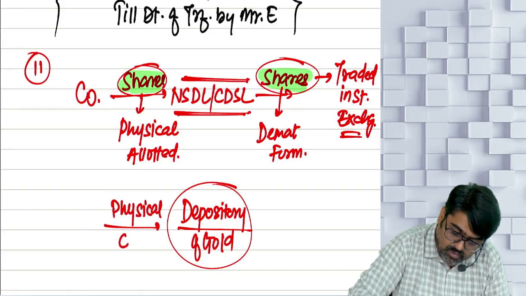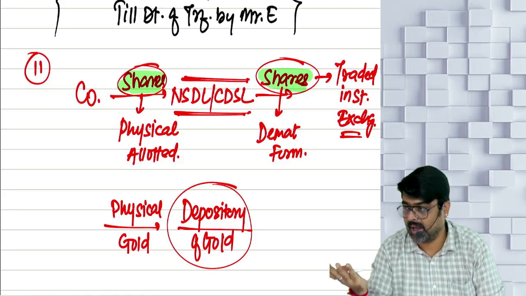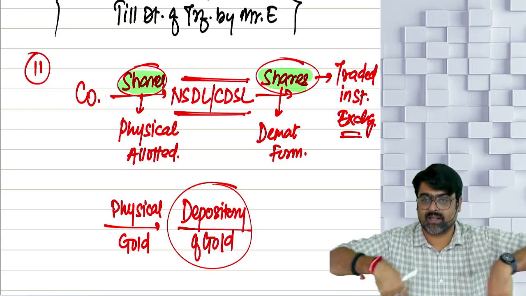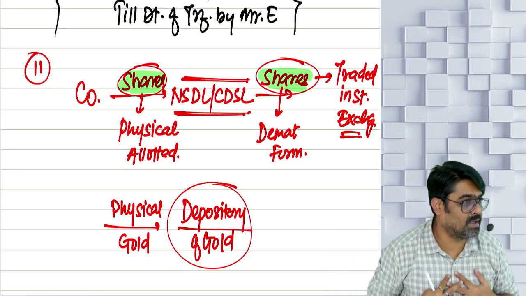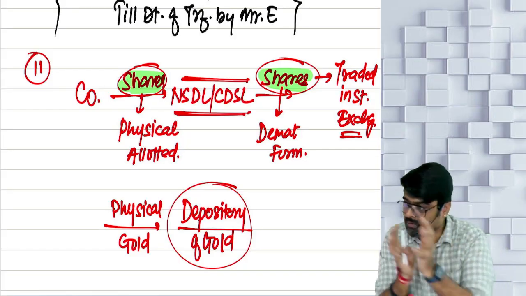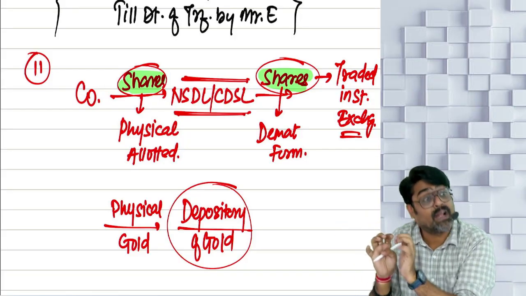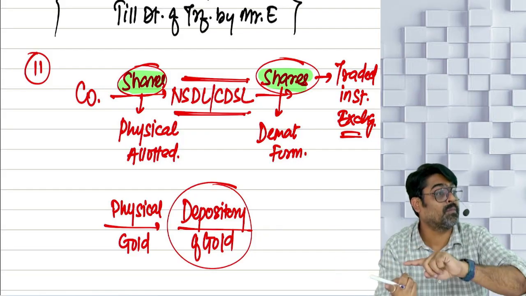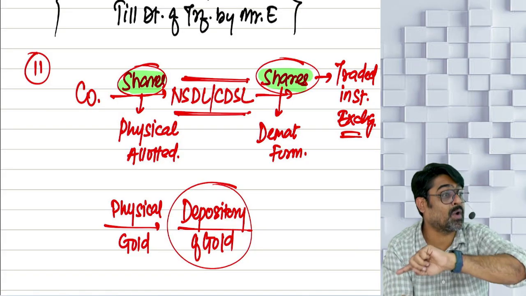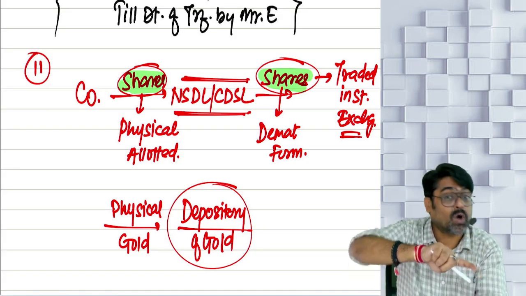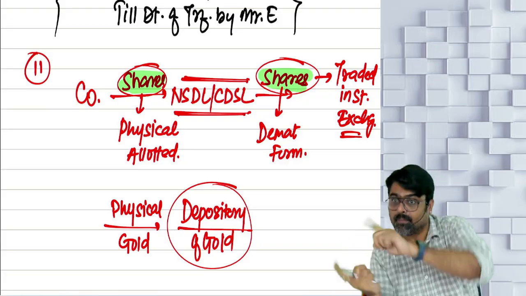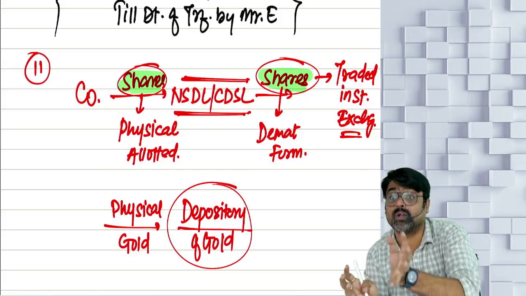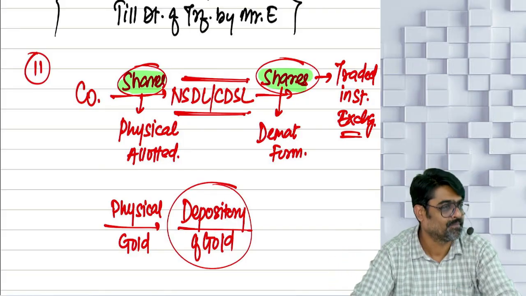Now where will this physical gold come from? Either the depository will buy it, or the physical gold will be given by investors like us. We have so much gold, yes or no? That gold we will give to this depository. The depository will keep that physical gold and convert our gold into electronic form, in the form of EGRs, electronic gold receipts. The gold which the depository buys will also be converted into electronic form, EGRs.